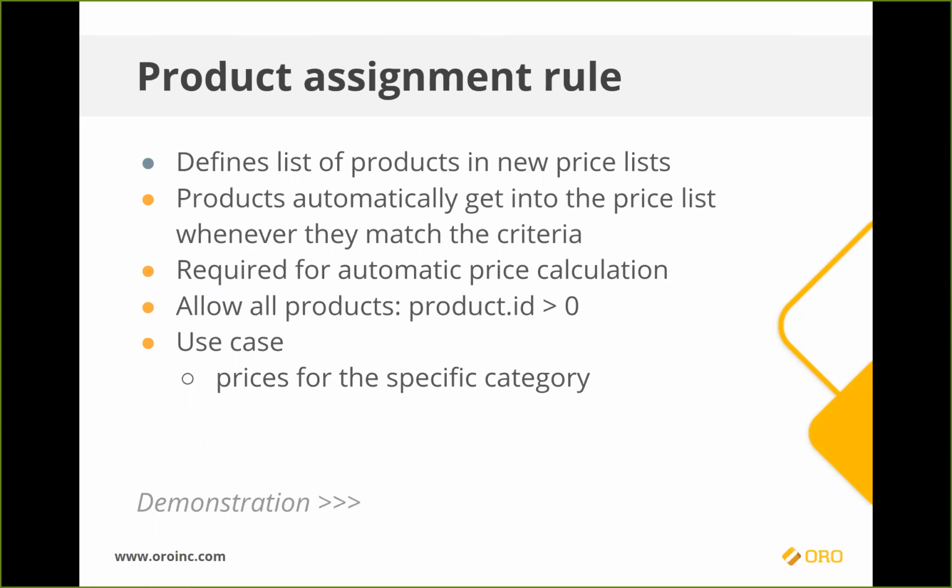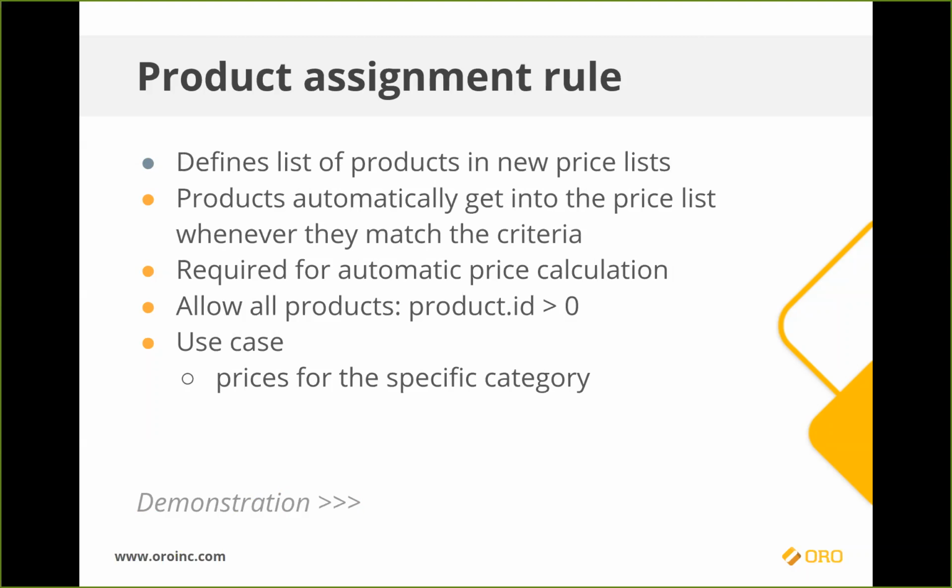There is also a product assignment rule, which allows you to tell which products will be used during the price generation. For example, we can use either all of them or only part of these products. Products will automatically get into the price list if they match the criteria. And again, here we're using the expression language syntax.